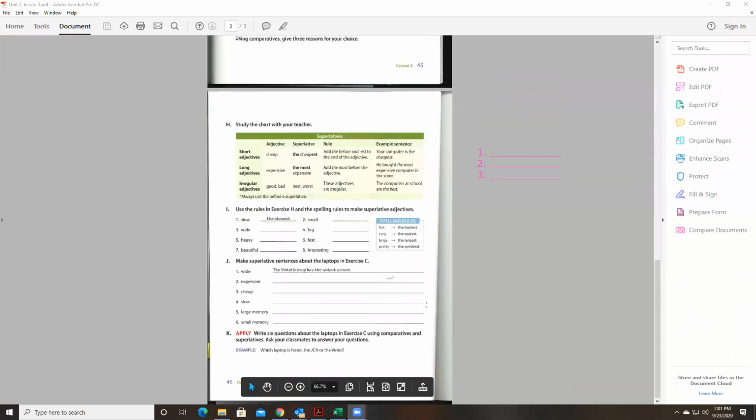Okay, so let's look at H. Okay, so now we're talking about superlatives. Okay, when it is a short adjective, superlative, you add the word the in front, and you add est at the end of the adjective. For example, your computer is the cheapest.